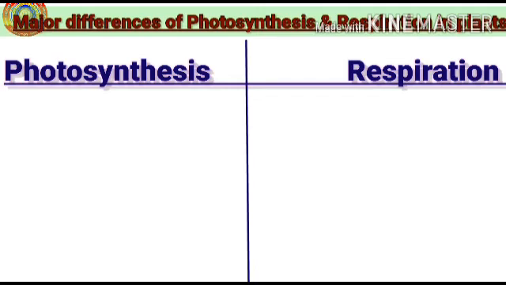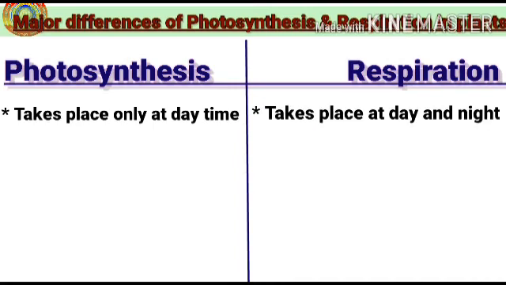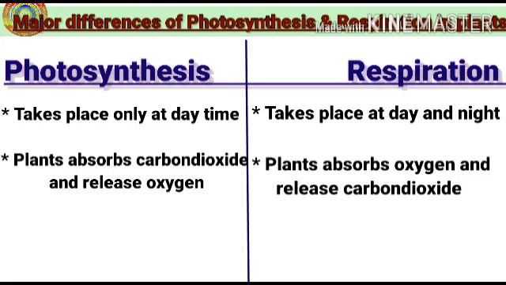Now, let us wind up today's class by comparing the major differences of photosynthesis and respiration in plants. The two major differences are: first point, photosynthesis takes place only at daytime, while respiration takes place at day and night. Second point, in photosynthesis, plants absorb carbon dioxide and release oxygen. But in respiration, plants absorb oxygen and release carbon dioxide just like humans and animals.